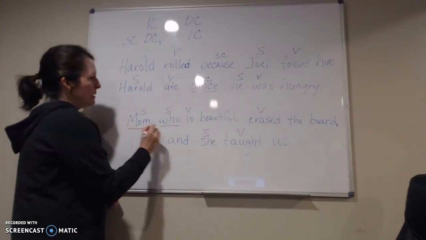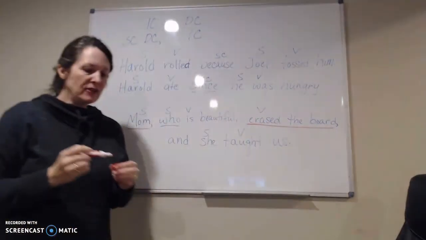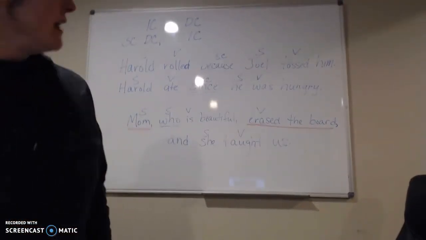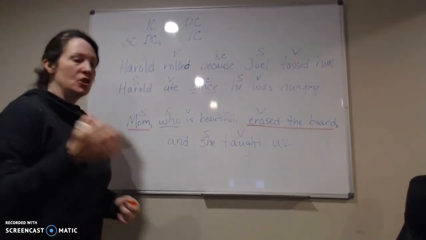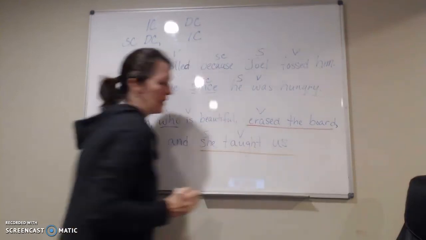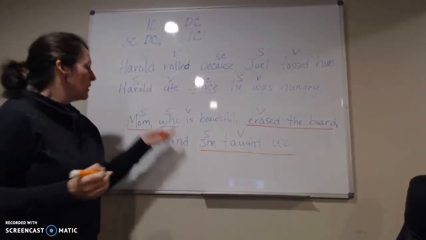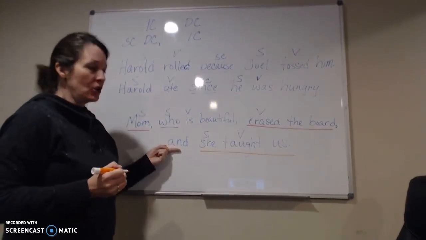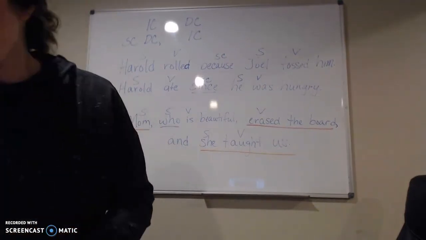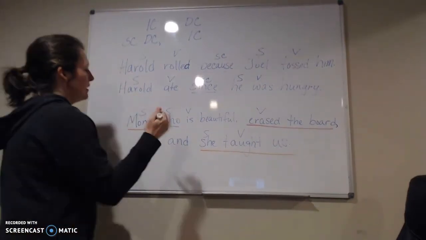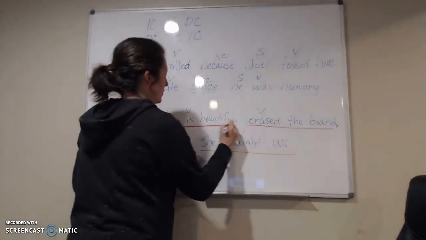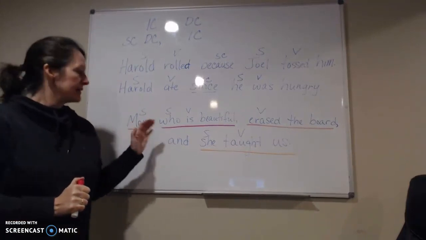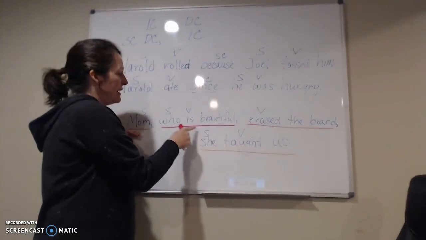Okay, so let's look. We have mom erased the board. That's one independent clause. Does that make sense by itself? Yeah. We have another independent clause. She taught us. Does that make sense by itself? Yep. So we have an independent clause, another independent clause, joined with a coordinating conjunction. And then I have another clause, but this one is dependent, who is beautiful. So look at that. I have three different clauses. I have two independent clauses and a dependent clause.